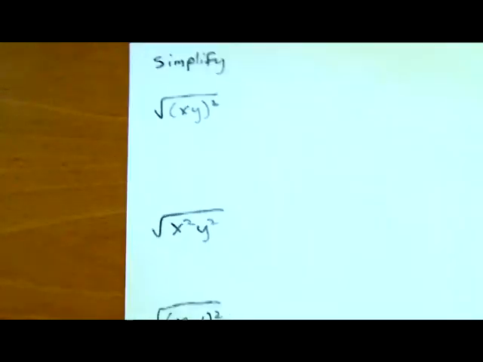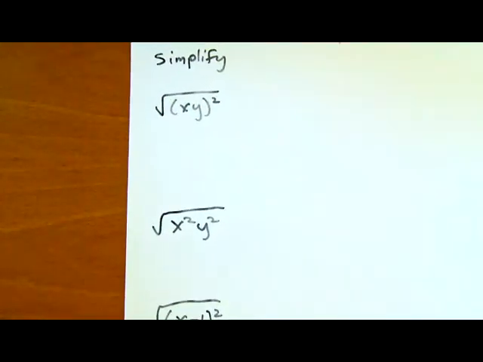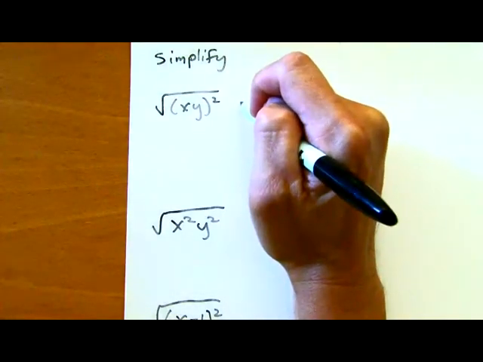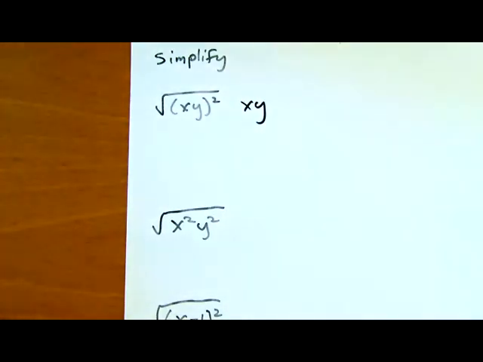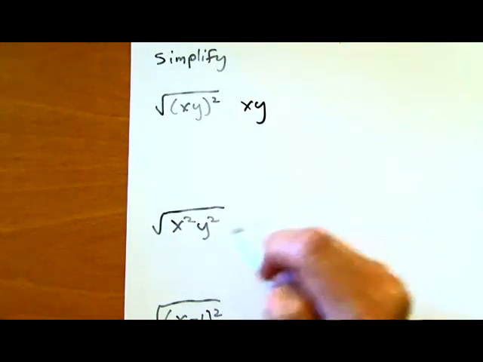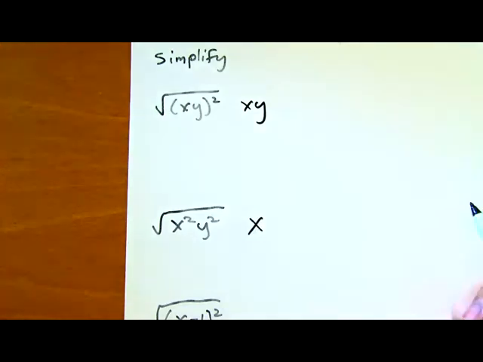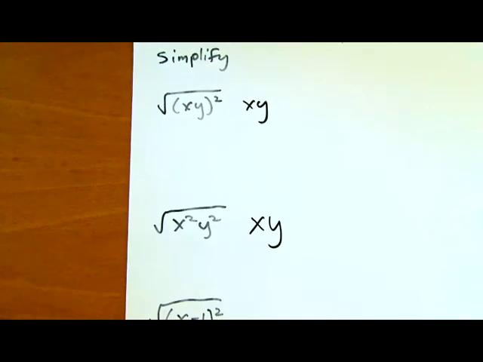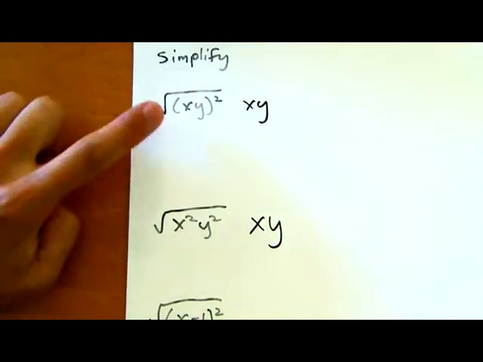A few more. Simplify. You don't need to solve for x or y or anything. Just square root. This would give us xy. We could do them separately. The square root of x squared is just x. Square root of y squared is y. Yep. And it should have been obvious because it's the same problem.